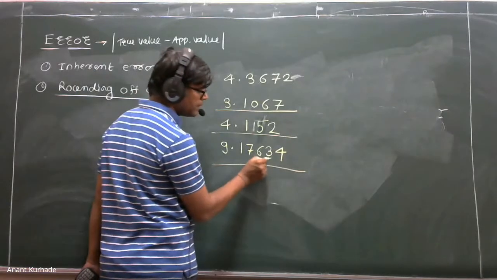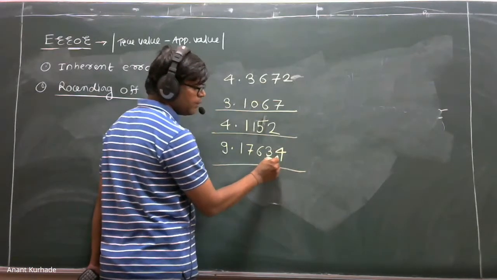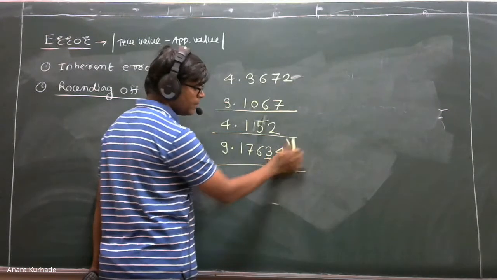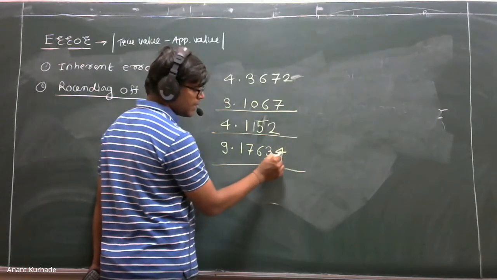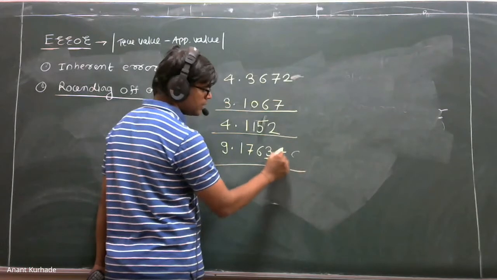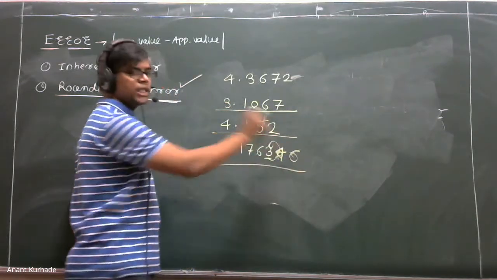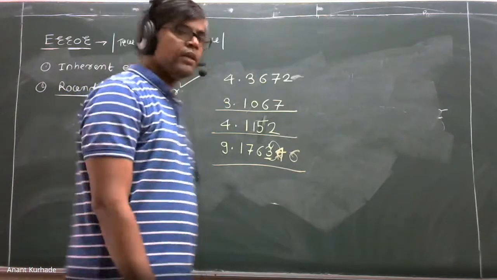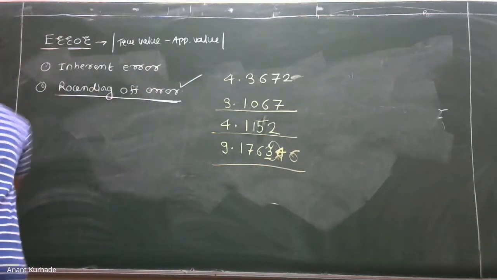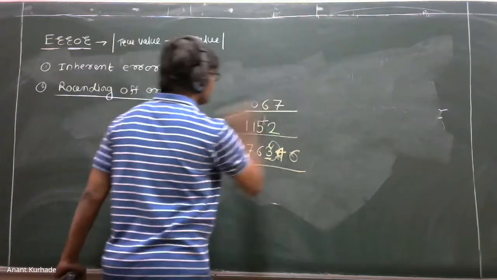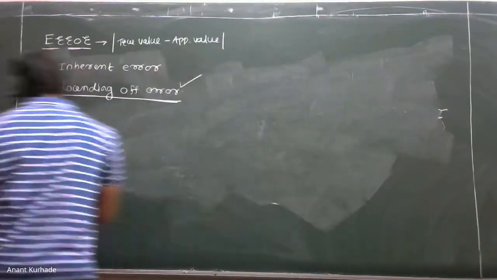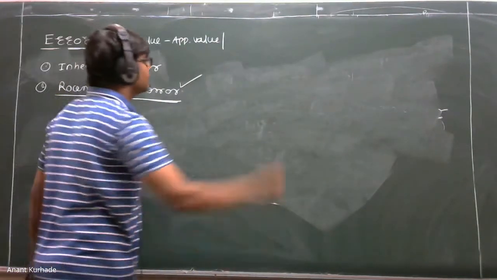9.176, four decimal places. Check the next one. If it is less than 5, keep it as it is. If it is greater than 5, say instead of 4, say 6. So 9.176. In the exam, you can have questions like this, where you are provided one number.